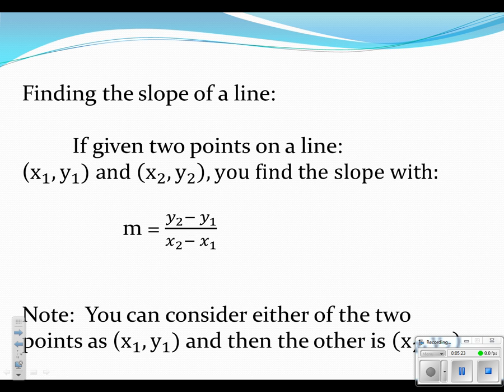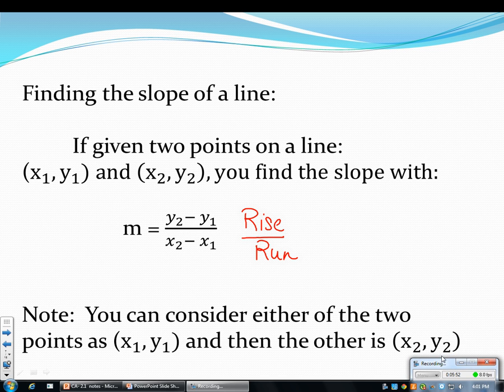Your rise comes from your y's. So y2 minus y1 over x2 minus x1. This is your rise over your run. Now notice you can consider either of the 2 points as your first point or your second point. So when you're determining which is x1, y1 versus x2, y2, you don't need to worry about getting that wrong. You can take either the first point or the second point as the first in your slope formula. It won't matter. You'll be fine.